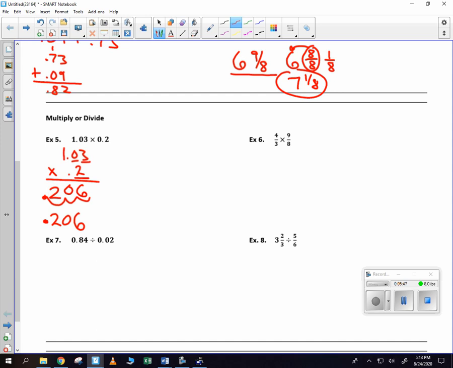When you multiply fractions, you multiply the top and the bottom straight across. We get 36 over 24. We would like to simplify that. 36 and 24 are both divisible by 12. 36 divided by 12 is 3, and 24 divided by 12 is 2. So 3/2 is the answer.